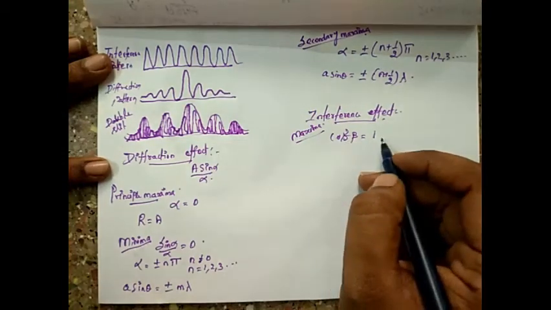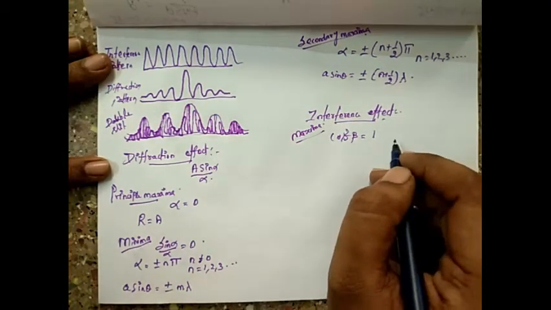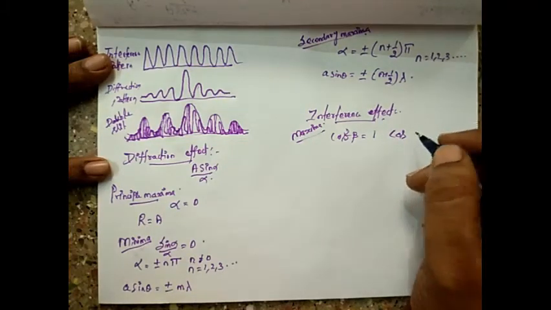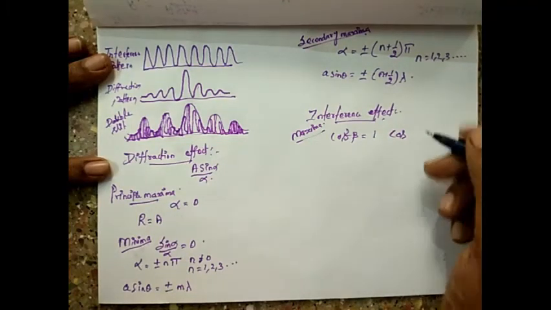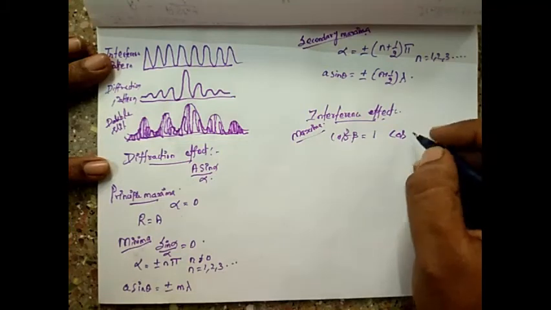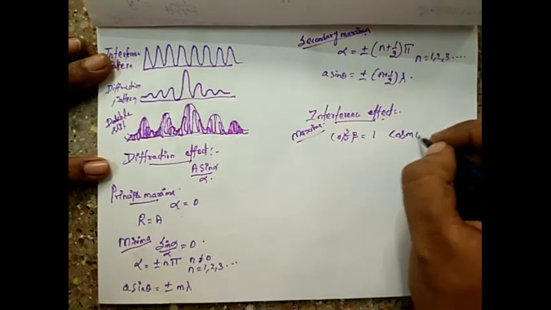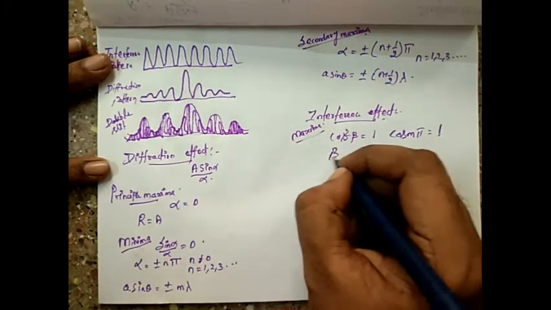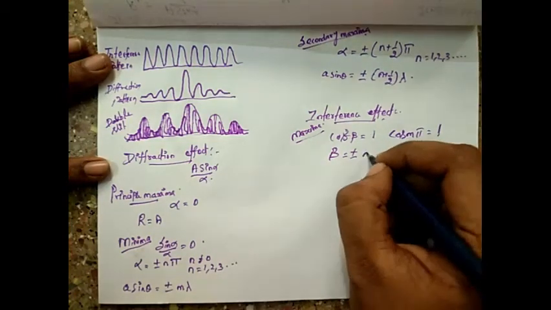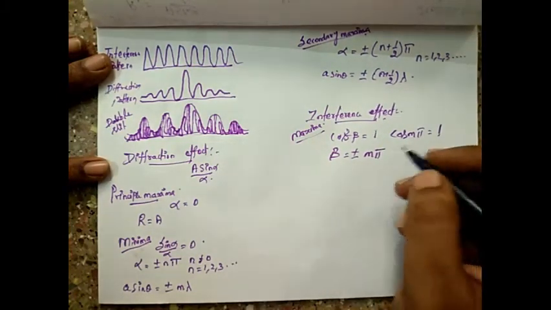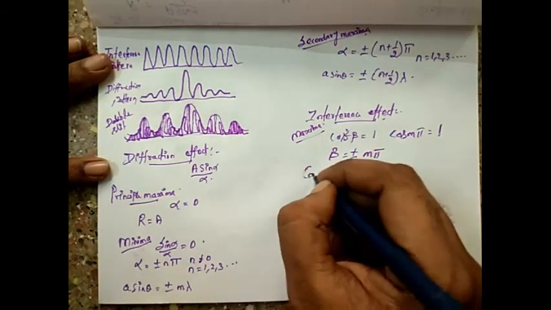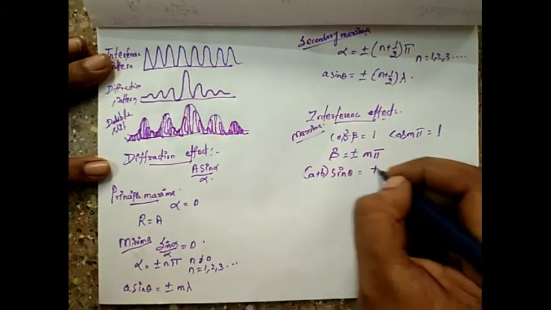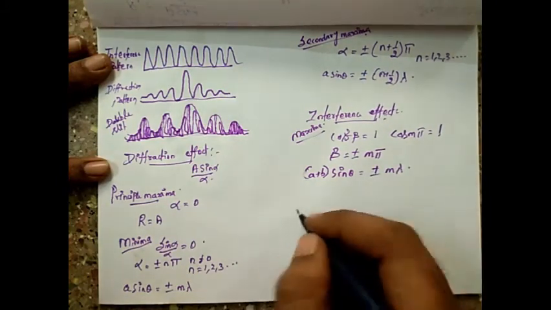So cos square beta can be taken as 1. The cos term being 1 means it is cos pi, 2 pi, 3 pi. So automatically cos m pi is equal to 1. So beta is equal to plus or minus m pi. And a plus b sin theta is equal to plus or minus m lambda.